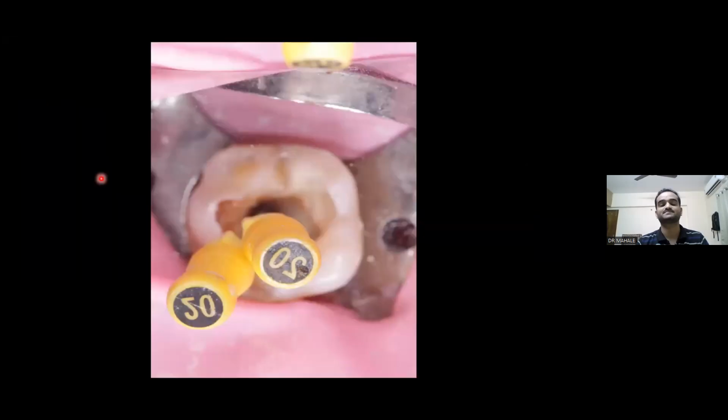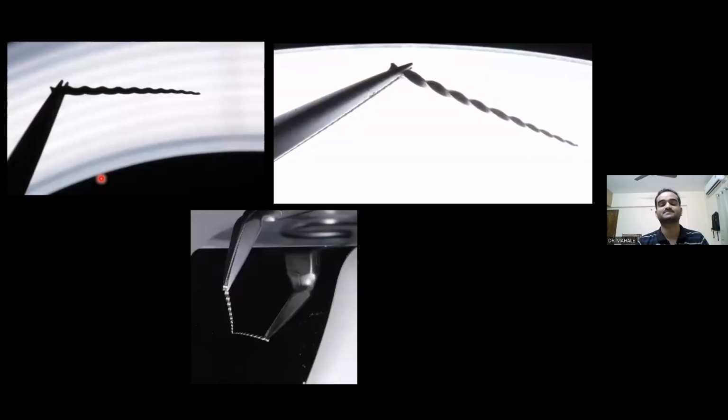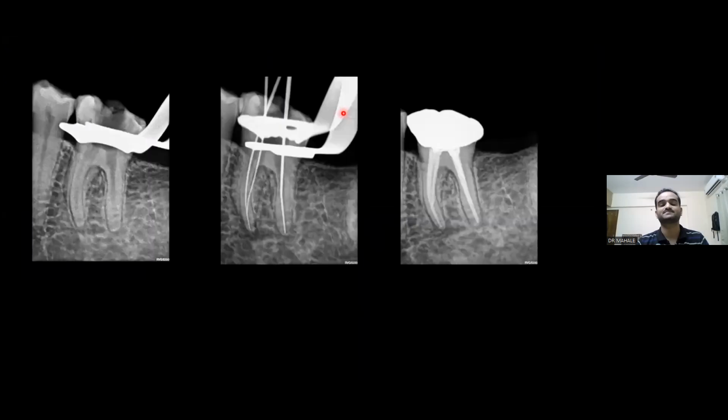20 H files, they were bypassed and engaged at least 2/3 of the length of the fragment and then pulled out in slight clockwise and anti-clockwise motion. This was the retrieved file. This was the radiograph after retrieval of the instrument, and this is the obturation.